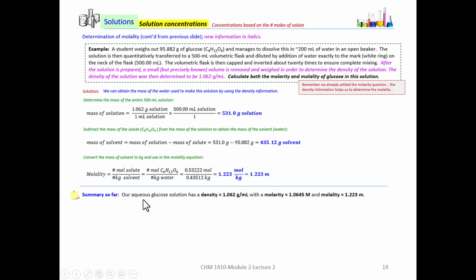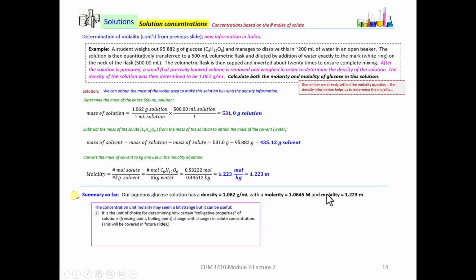So far, our aqueous glucose solution has a density of 1.062 grams per milliliter, a molarity of 1.0645 molar, and a molality of 1.223 molal. The concentration unit molality may seem a bit strange, and it seems like it's very close to molarity, although it's a completely different number. So you might ask, what is this useful for?